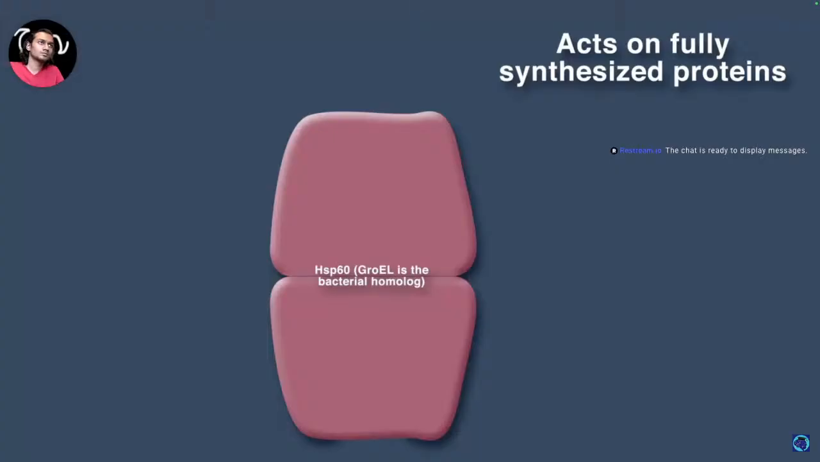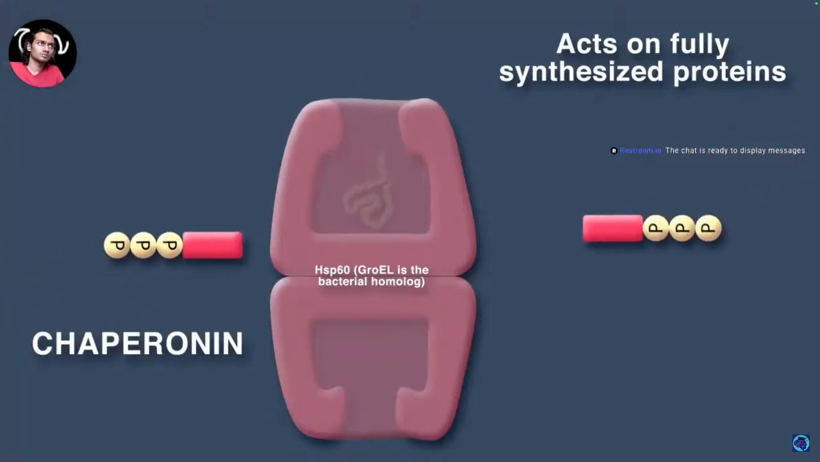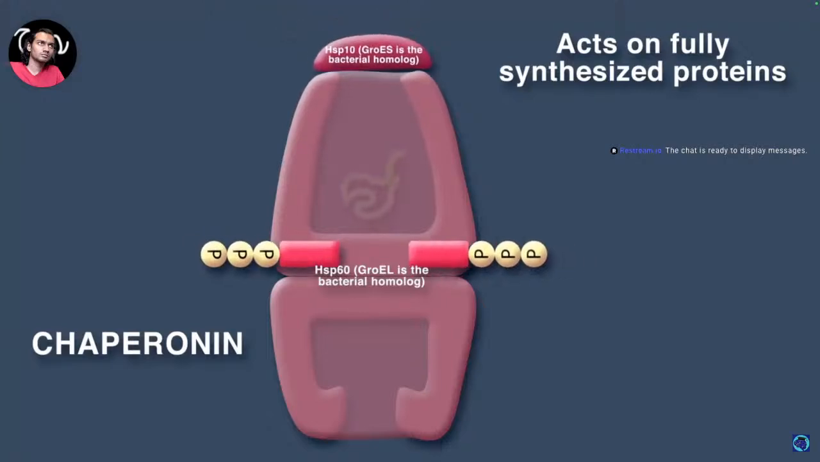HSP60 acts on fully synthesized proteins, forming a large barrel that serves to isolate the protein and provide better conditions for folding. HSP60, which is a type of molecular chaperone called a chaperonin, initially captures proteins along the rim of one of its barrels. Then, the binding of ATP and a protein cap increases the diameter of the barrel and partly unfolds the protein. Inside the barrel, the protein has a chance to fold in a more favorable environment.